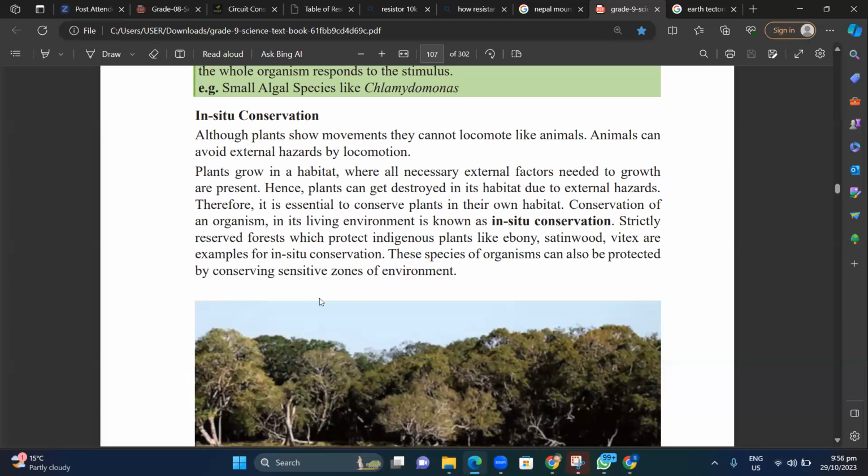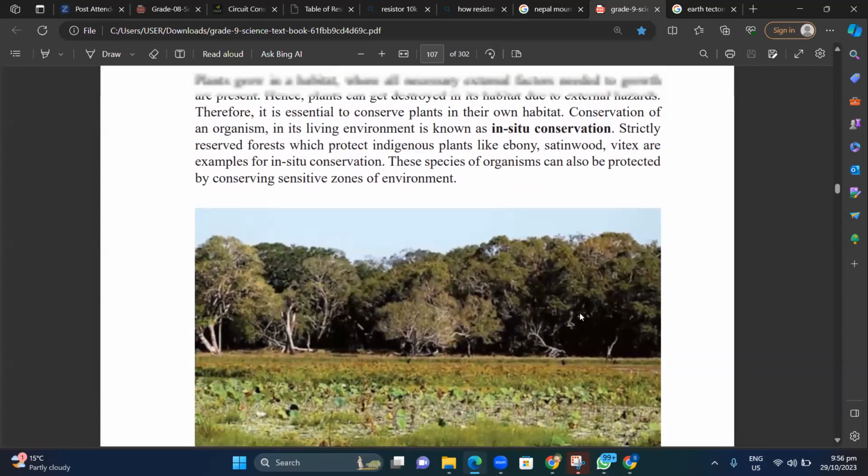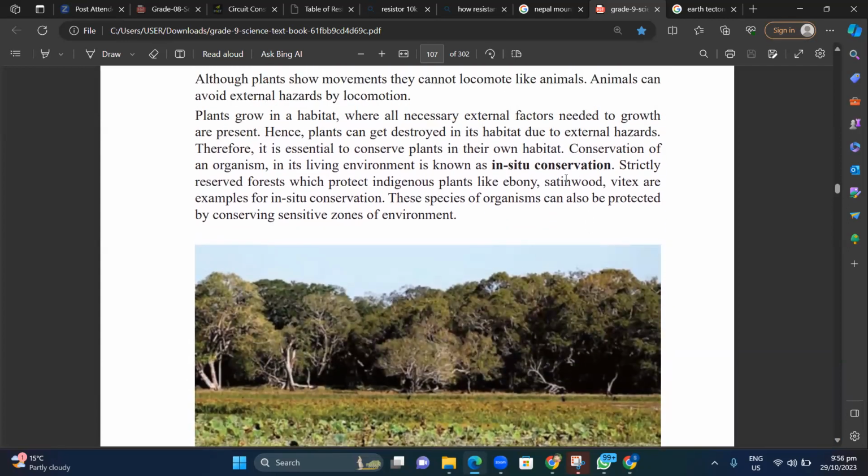Mainly for plants and also for animals. Plants grow in a habitat where all the necessary external factors needed to grow are present. Hence, plants can get destroyed in their habitat due to external hazards. Something happens, so they can be destroyed easily. Therefore, we have to preserve and conserve them in their own habitat. That is called in situ conservation, conserving in its own habitat. Right? Strictly reserved. There is something called red.